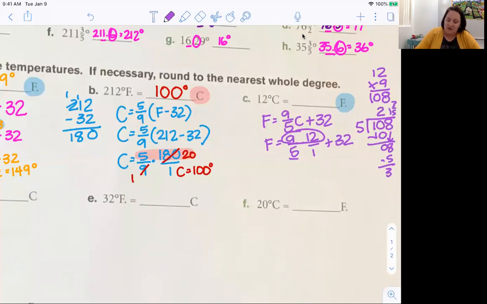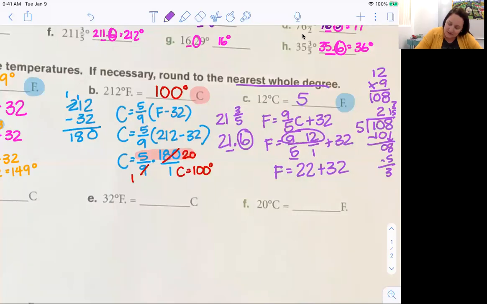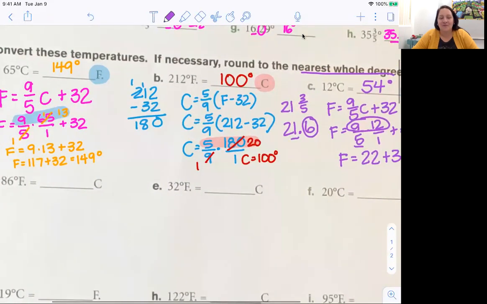Now remember, our directions say to round to the nearest whole degree. So if I have 21 3/5, I actually have 21.6, and I'm going to round, so that becomes what? 22 degrees. So I have Fahrenheit equals 22 plus 32. What's 22 plus 32? 54. So 12 degrees Celsius is about 54 degrees Fahrenheit, just about.